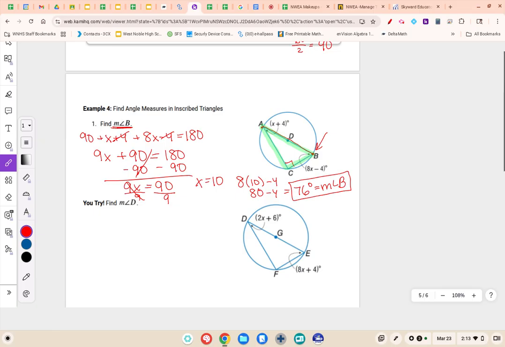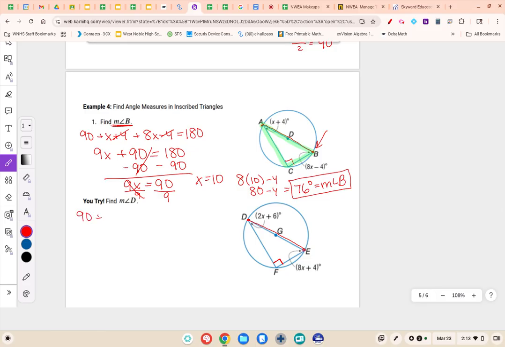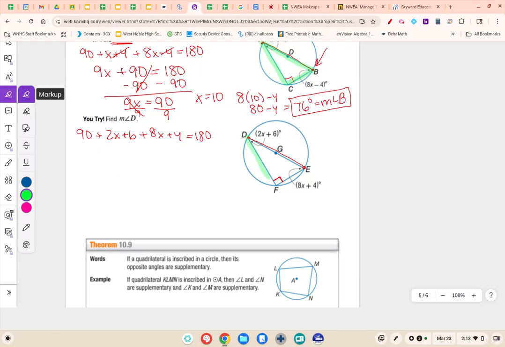Pause me. Try this. You try. All right, let's do it. We once again know angle F has to be 90 because it is an inscribed angle with endpoints at the diameter. So we'll take 90 plus 2x plus 6 plus 8x plus 4 has to equal 180 since this is a triangle.